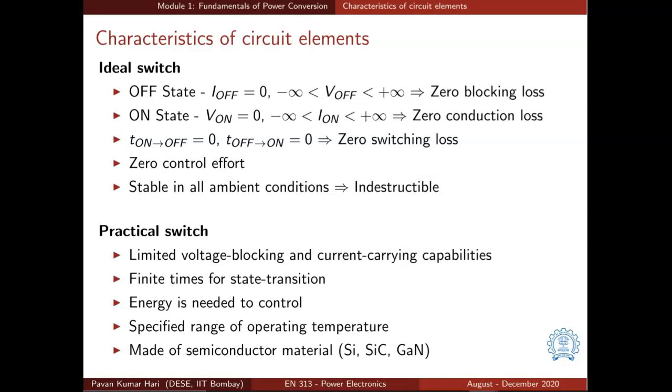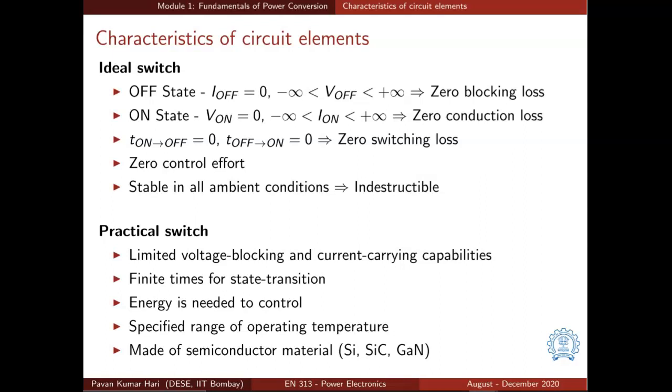But practical switches have limitations on all the above characteristics. For example, the switches have limited voltage blocking and current carrying capabilities. These are called voltage ratings and current ratings of switches. And the states of a switch cannot be changed instantaneously. For example, a switch which was on cannot instantaneously turn off. It needs some time to turn off. So there are finite times for state transition. These are called turn on time and turn off time.